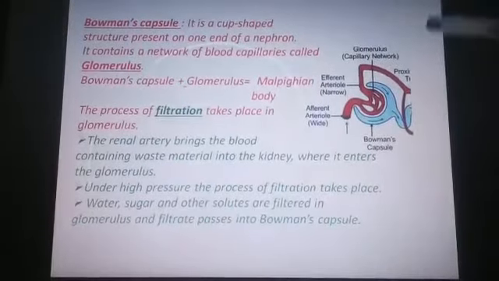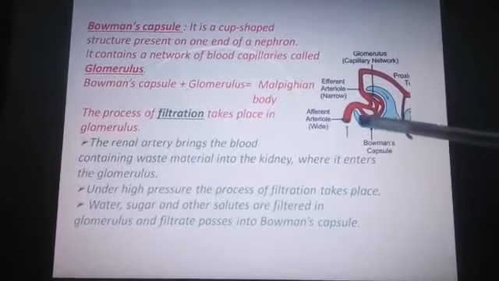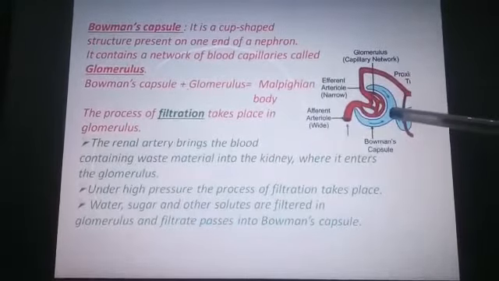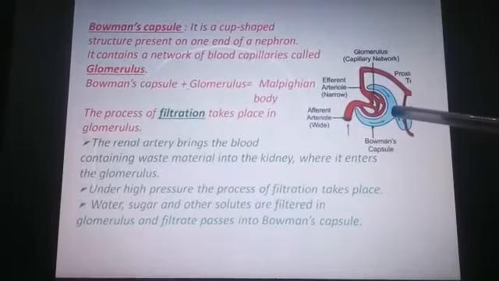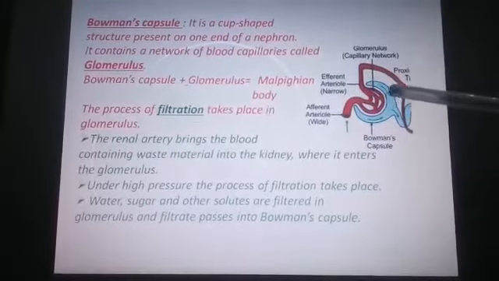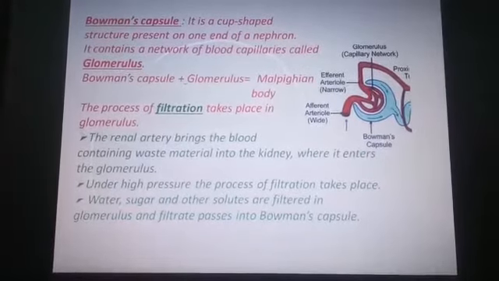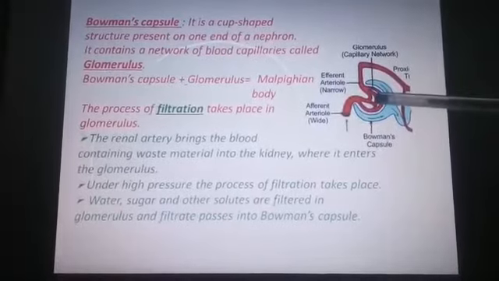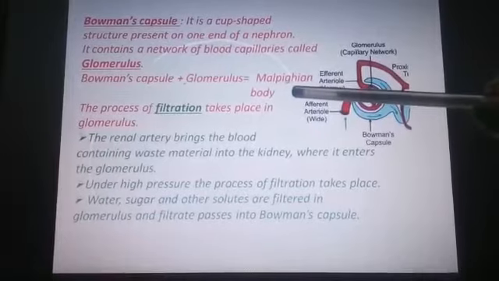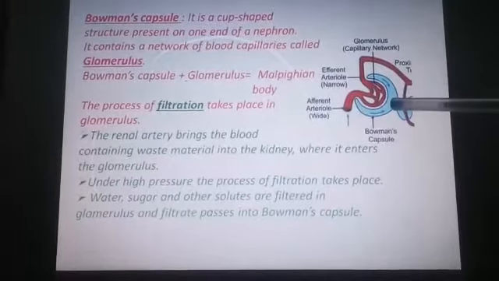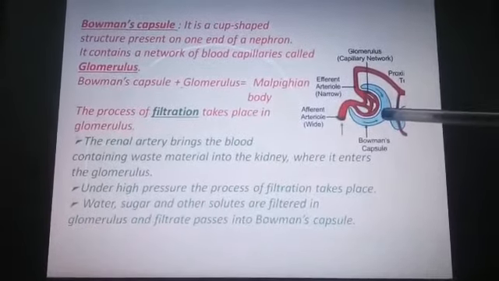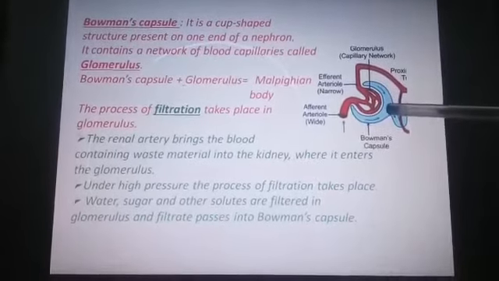Now, what is Bowman's capsule? You can look at this cup-shaped structure. This cup-shaped structure present on one end of the nephron is the Bowman's capsule. It contains the network of capillaries, that is the glomerulus. Bowman's capsule along with the network of capillaries forms the Malpighian body. The process of filtration, the first step in the formation of urine, takes place within this Bowman's capsule.